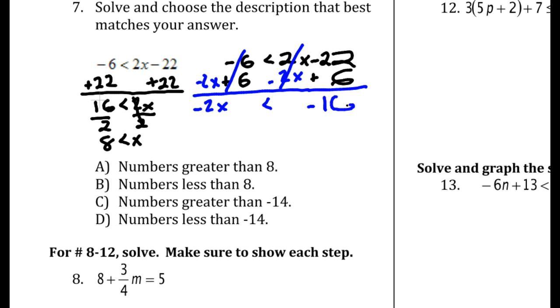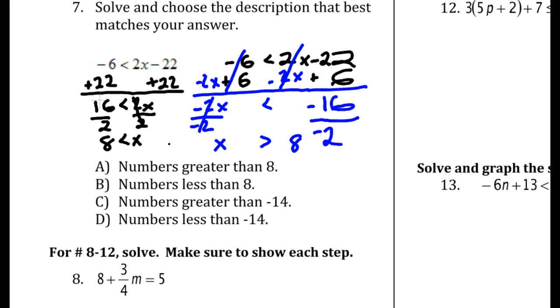And -22 plus 6 is -16. So it's starting to look similar, right? And now when I divide both sides by -2, okay, I'm going to have to switch the sign because I divided by a negative. So I have +1, -2 divided by -2 is +1, so I have 1x. -16 divided by -2 is +8. So all the numbers are greater than 8.